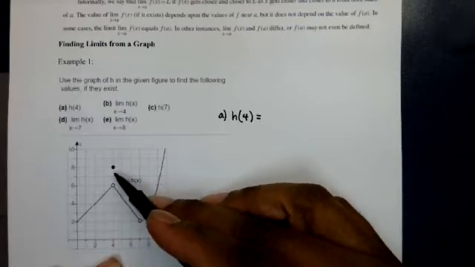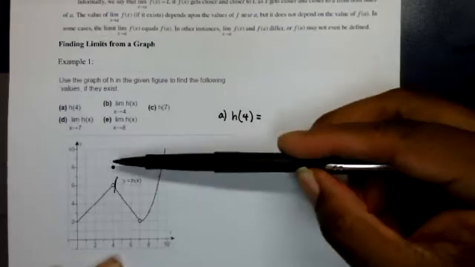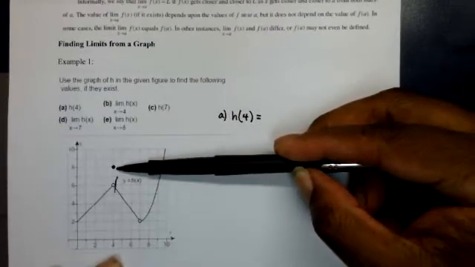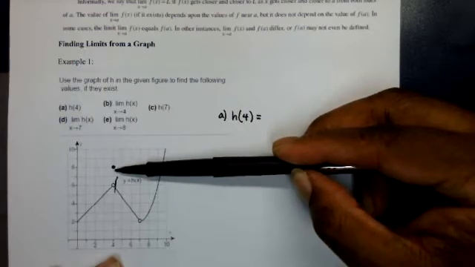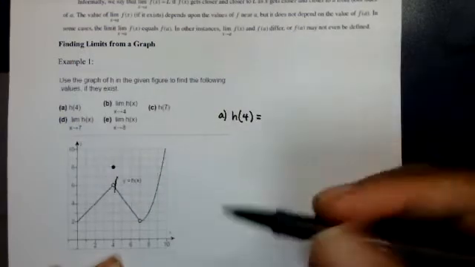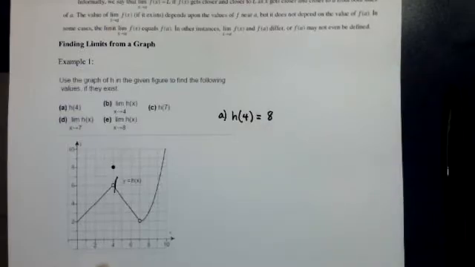And if you look here, you do see a point right here. And that point is at the y value of 8. So that means h of 4 is equal to 8.